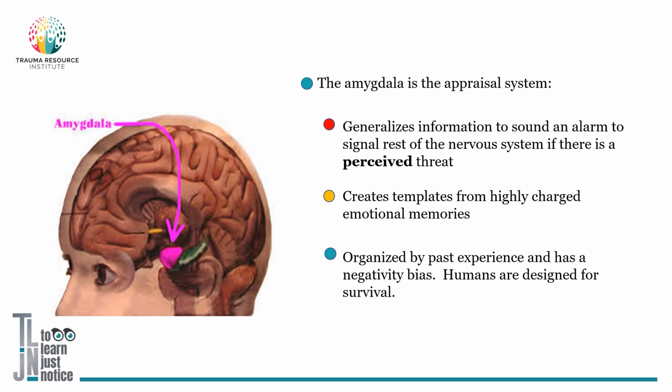The amygdala creates templates from highly charged emotional memories, which we'll explore memories in just a moment. And what's also very important to understand is that the amygdala also processes all of that data based on past experiences, and that it has a very strong negativity bias. And so the reason that is because humans are designed for survival.